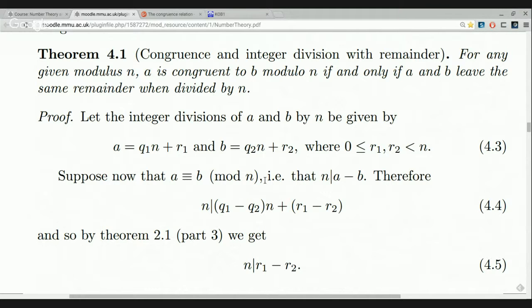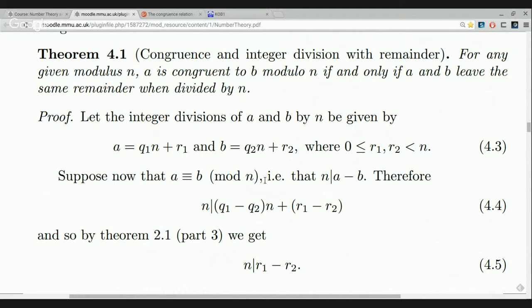This would be just general notation for integer dividing A and B by n. So A has a quotient Q1 and a remainder R1. B has a quotient Q2 and a remainder R2, and we divide by n. And the crucial thing about the remainders is that the remainders are strictly less than n, of course. Now, we're proving an if and only if, so we have to go both ways.